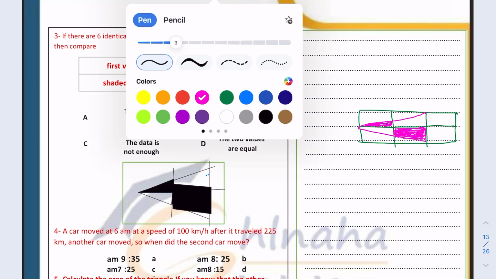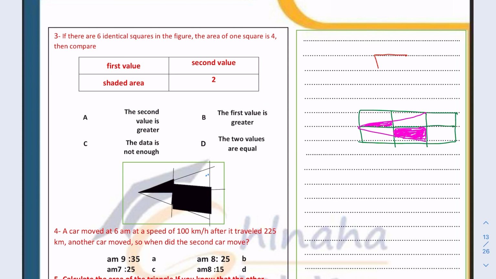By the way, you have to know that if I have a rectangle with a triangle inside it, this triangle will be half the rectangle. So I can switch this part to be here. Do you see? So now I have a triangle, and this triangle will be half this rectangle. This rectangle is 4 times 2, which is 8. Half of 8 will be 4. So I have 4 and 2. Which one is greater? It's A. The first value is greater. Let's take the next question.